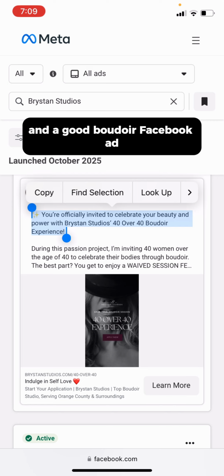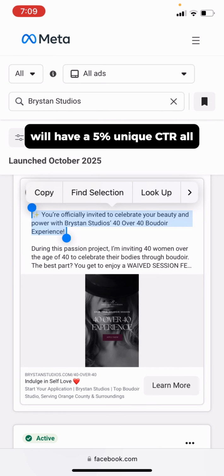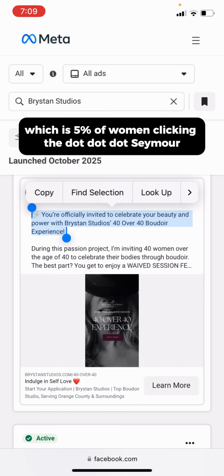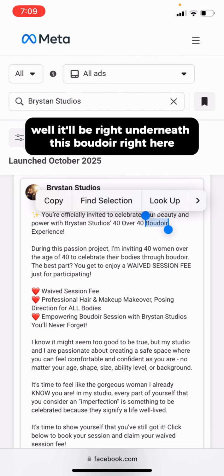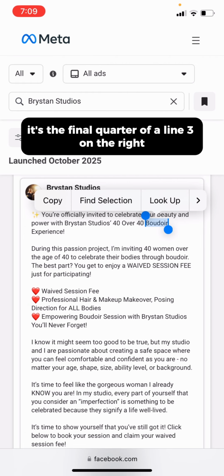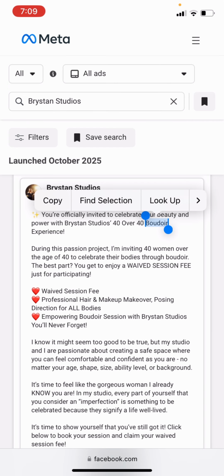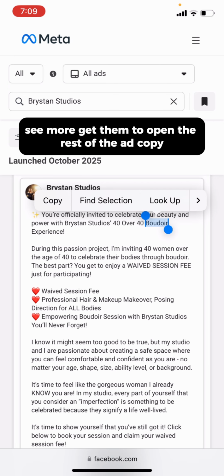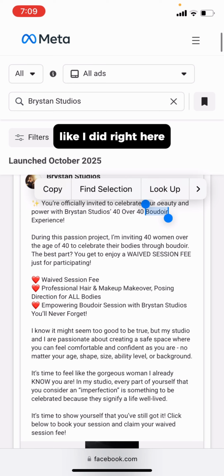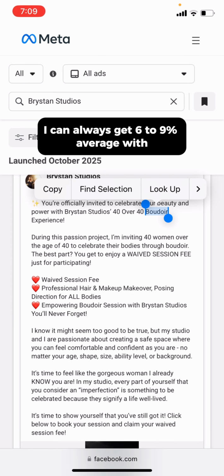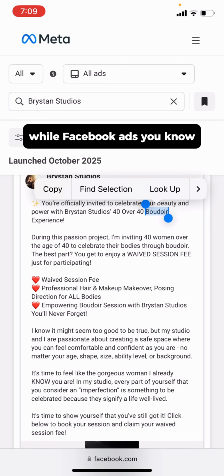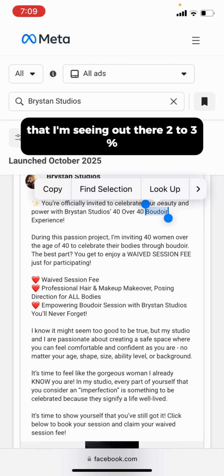And a good Boudoir Facebook ad will have a 5% unique CTR, which is 5% of women clicking the See More, which would be right underneath this Boudoir right here. It's the final quarter of line 3 on the right. We've got to get them to click See More, get them to open the rest of the ad copy like I did right here. And a good Boudoir Facebook ad will do 5%. I can always get 6 to 9%. Average Boudoir Facebook ads that I'm seeing out there, 2 to 3%.